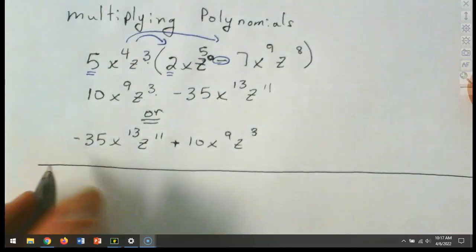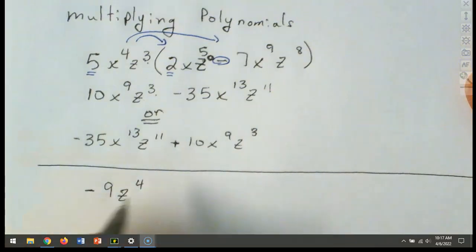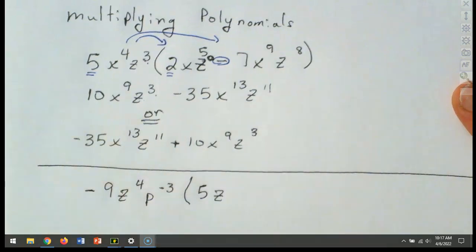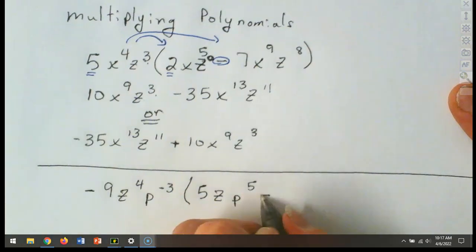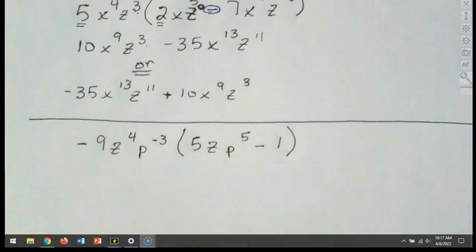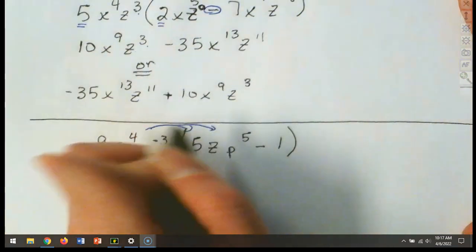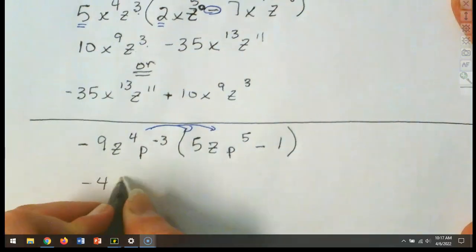Let's try another one. How about minus 9 z to the 4th p to the negative third times 5 z p to the fifth, let's say, minus 1. Okay, so this one, again, multiply through. So go ahead and multiply through. Minus 9 times 5, well, that's a minus 45.